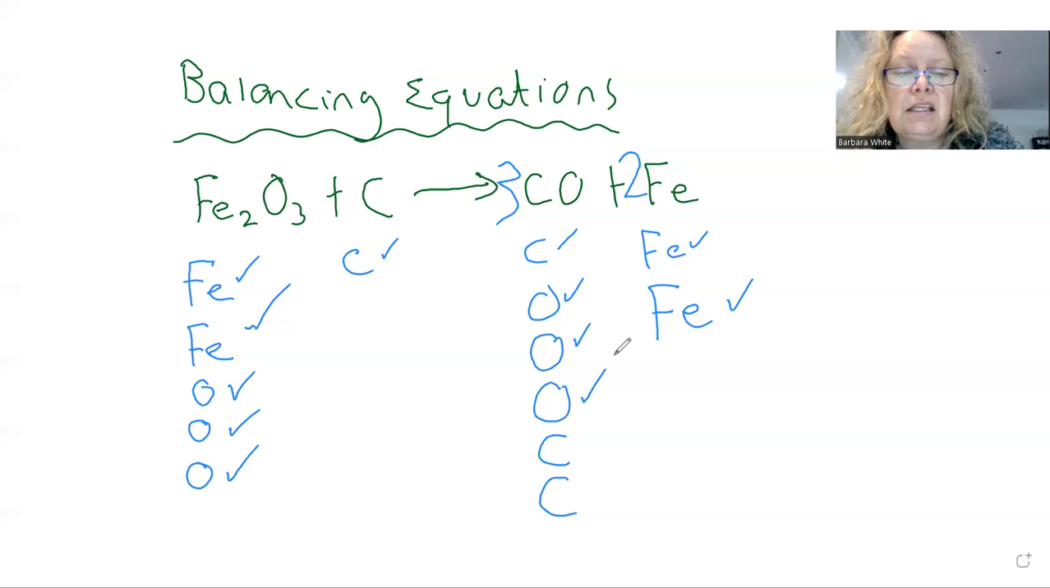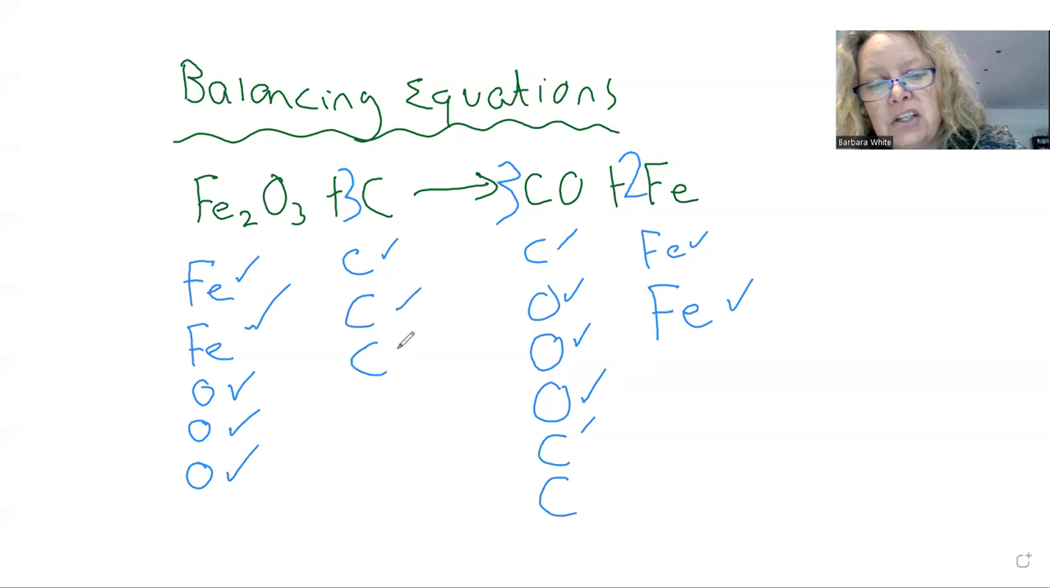Now what you see is that we need some more carbons on the left to balance the carbons we've just put on the right. So we'll get 3 of them. 1 is already there, 2, 3, and now we can match those up. And now that everything's ticked, you can see that it's all balanced. I have got 2 irons on the left and 3 oxygens. I've got 2 irons on the right and 3 oxygens, which are here. I've got 3 carbons on the left. I've got 3 carbons on the right.